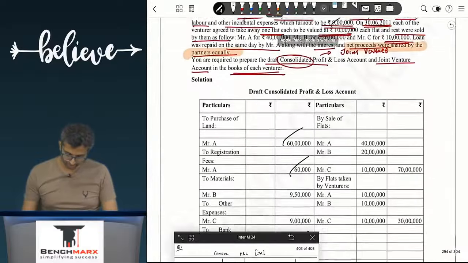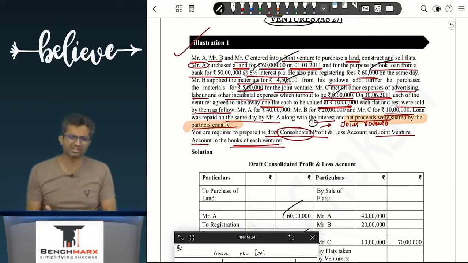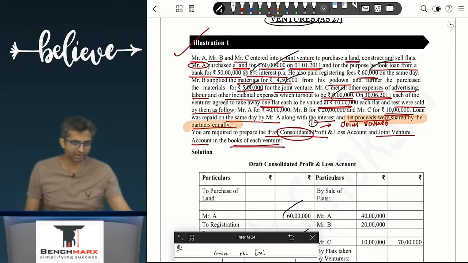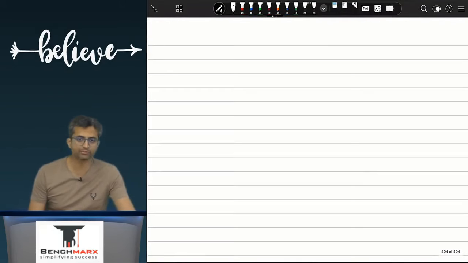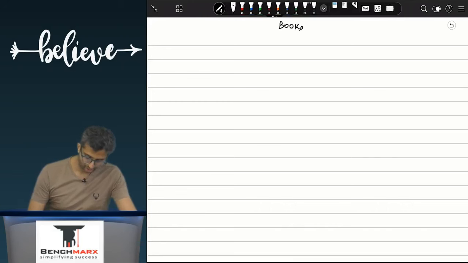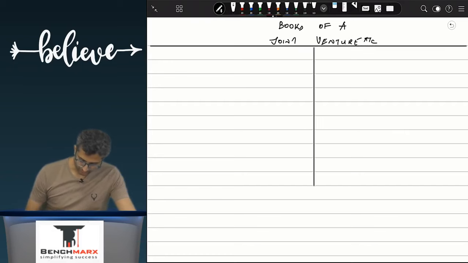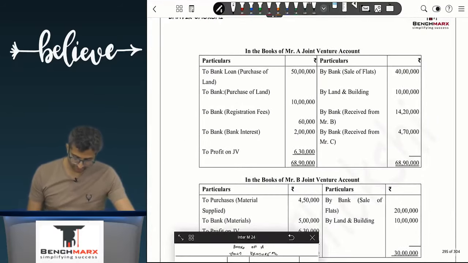Yes, okay. So over here, all of these are taken care of. First you had to prepare the consolidated P&L account, very easy. I don't think a full-fledged exam question is warranted. It's more like a foundation type of adjustment. And second, a joint venture account in the books of each venturer. So let us say in the books of A, if I were to prepare a joint venture account, I'm trying to say in the books of A how much is coming to me on account of this joint venture, how much am I spending, how much is coming to me on account of this joint venture.